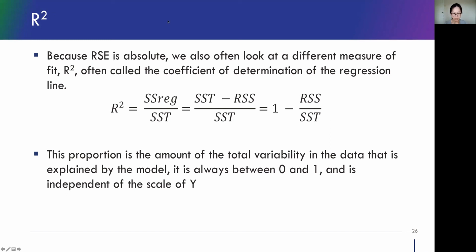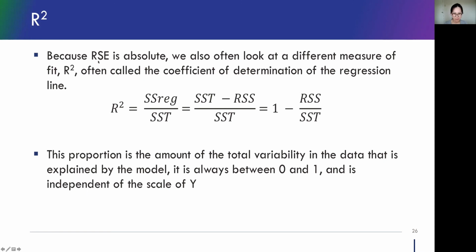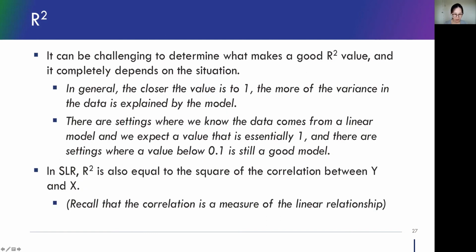So this proportion is the amount of the total variability in the data that is explained by the model. It's always between 0 and 1, as mentioned, and it's independent of the scale of y. This is a main difference compared to RSE, because I always remember getting confused between RSE and RSS.